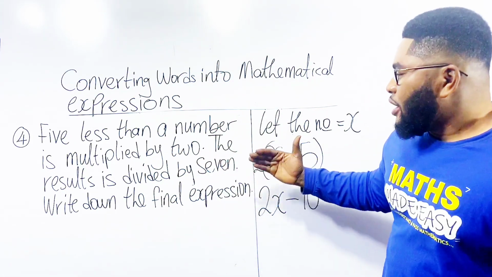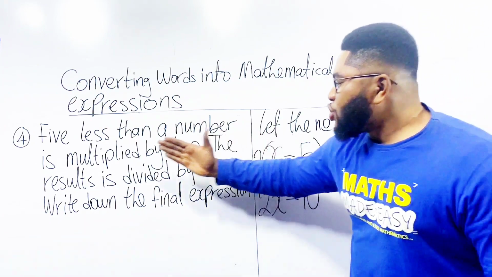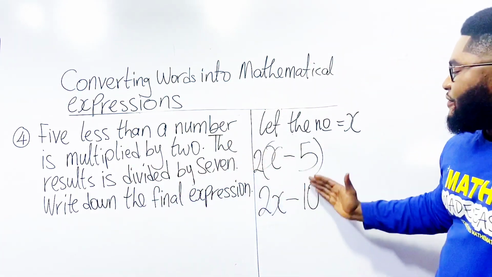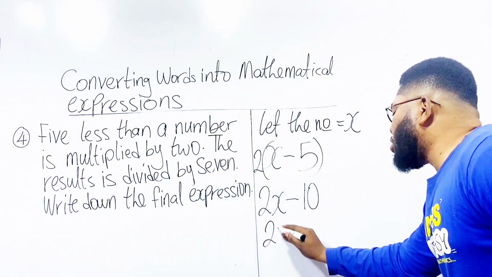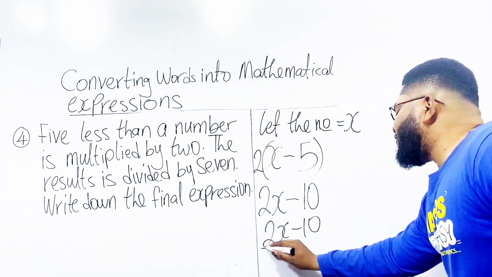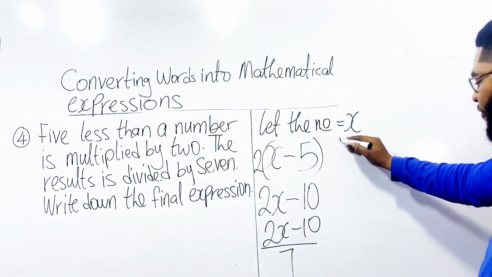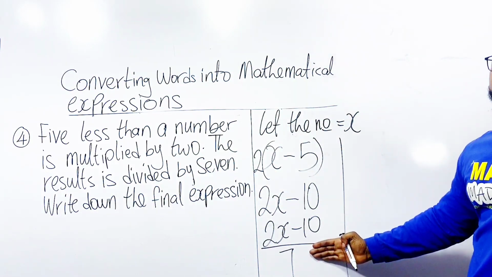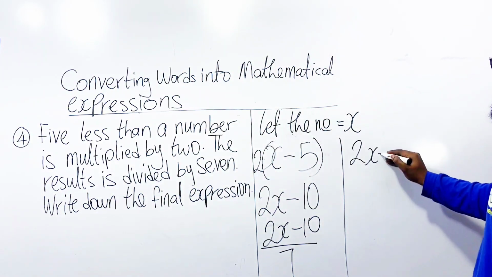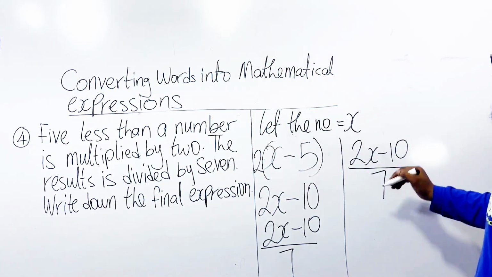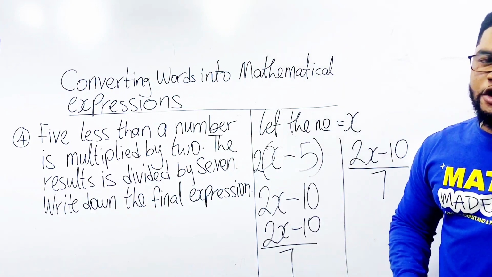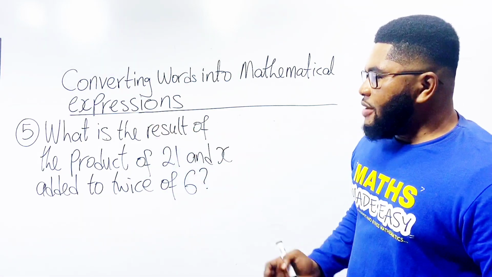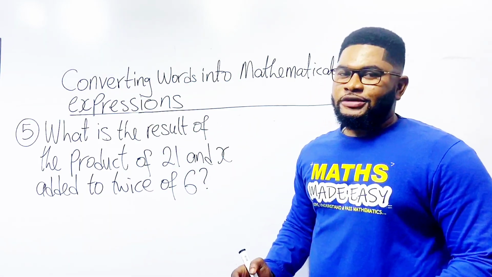Continue. Now it says that the result is divided by 7. This is the result, so it is divided by 7. It will become 2x minus 10 divided by 7. So finally, the expression will be 2x minus 10 all over 7. This will be my final expression for this particular word problem. Thank you very much.